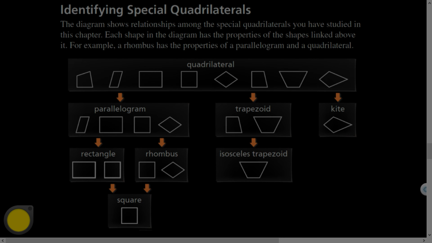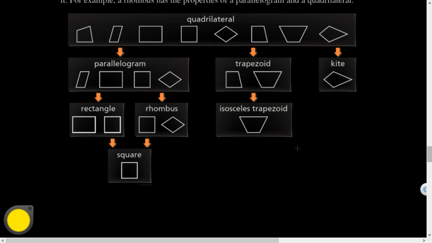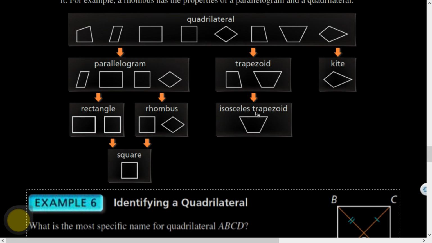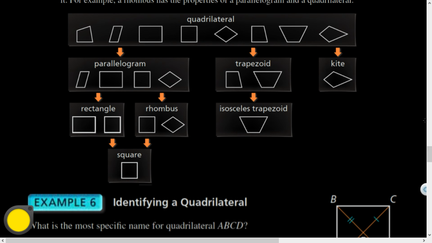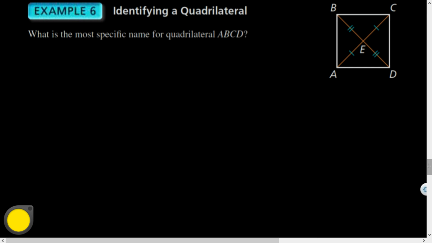So now you can use these skills, and you can identify quadrilaterals based on what part of the family it's in. See if you could figure out, with all the properties we know, which we know a lot now, hopefully we do. I would recommend going back and reviewing some of those. Let's see, this says, what is the most specific name for quadrilateral ABCD? Let's have a conversation, friends. Is it a parallelogram?